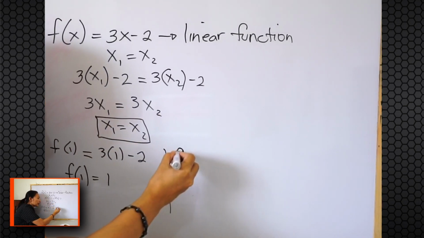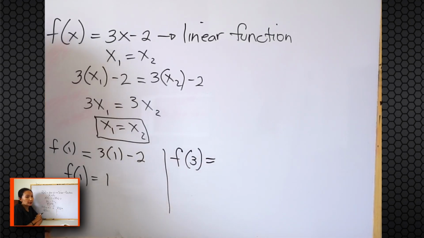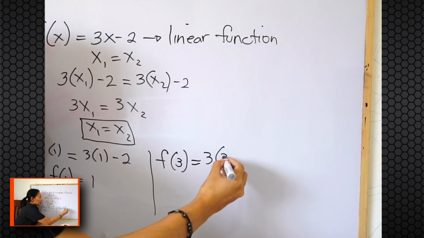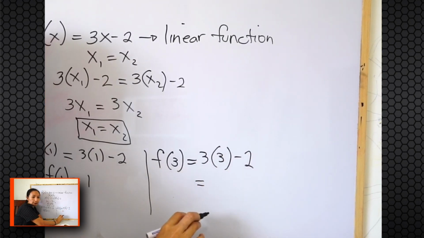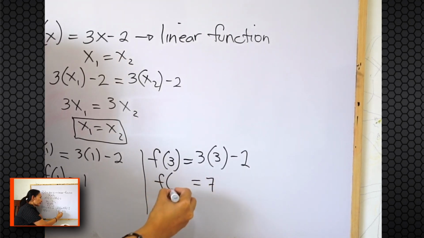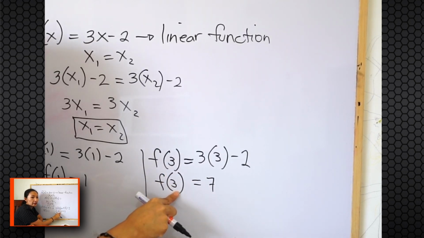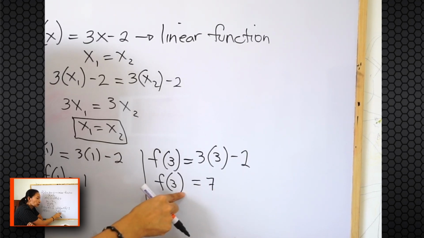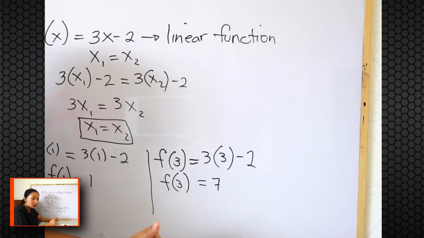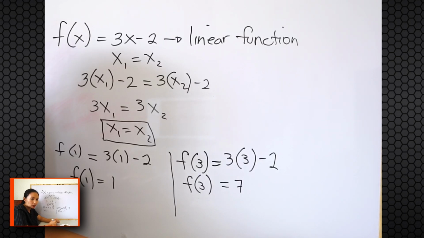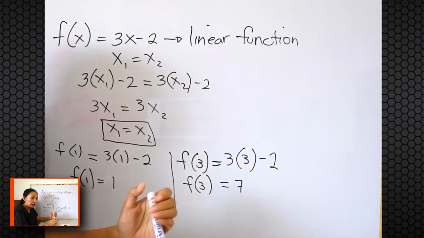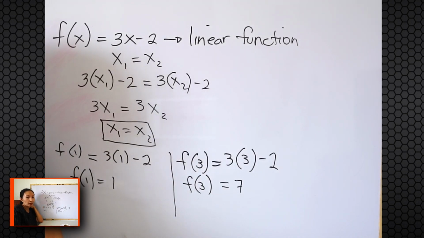Okay, let's have another one. What about f of, let's say, 3? F of 3 is 3 times 3 minus 2, which is 7. So, this is the function value when x is 3. Question, is there another x value that will yield 7 as the function value aside from 3? No more. So that's also one way of checking whether a given function is an injection or not. So this is an example of a one-to-one function, or an injection.